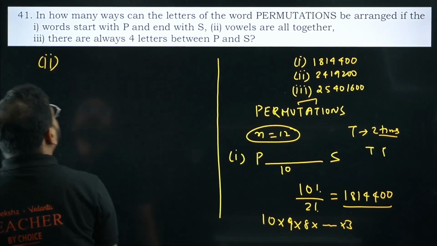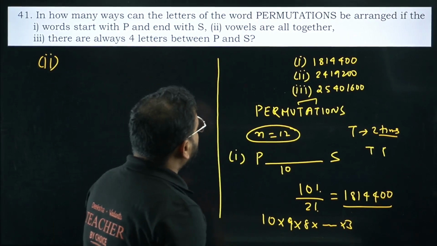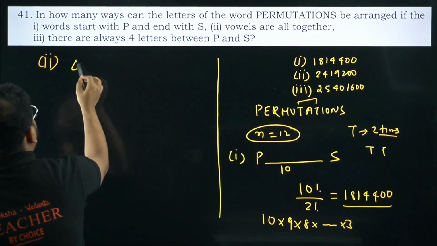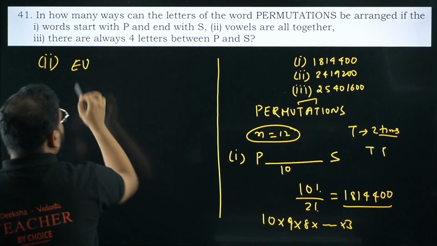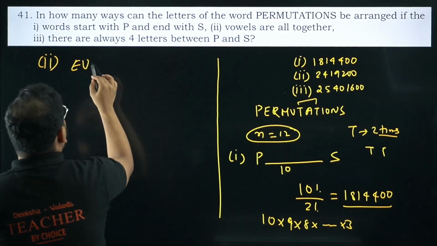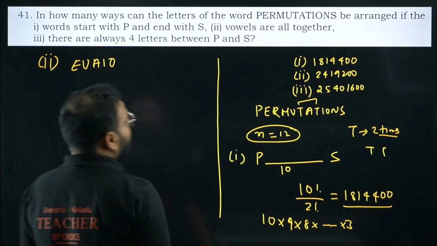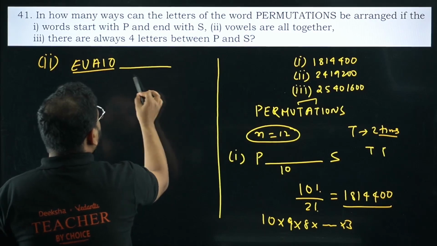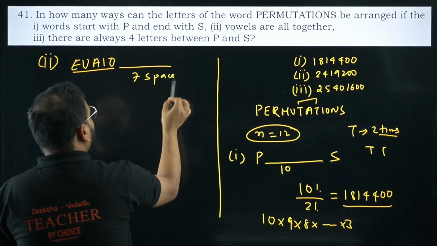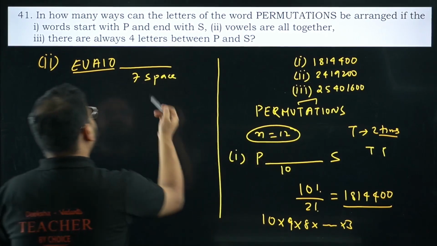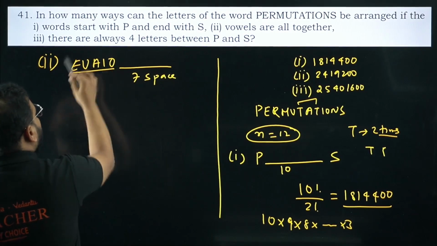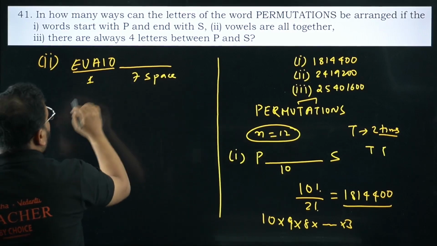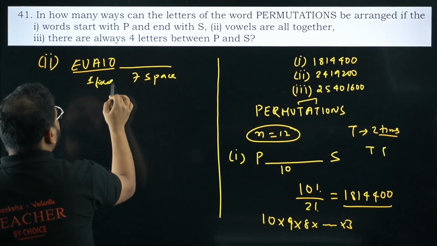Please check. The second part is vowels are all together. How many vowels are there? We have E, U, A, I, O. 5, no? A total of 5 are there. So I have to take them together. How many spaces are left now? 7 spaces are left. A total of 12 is there, no? So 7 plus 1, this is fixed, no? I can call it 1 letter because they have to come together. So this is going to be 1 fixed letter, so 1 fixed space on this side and 7 spaces over here.